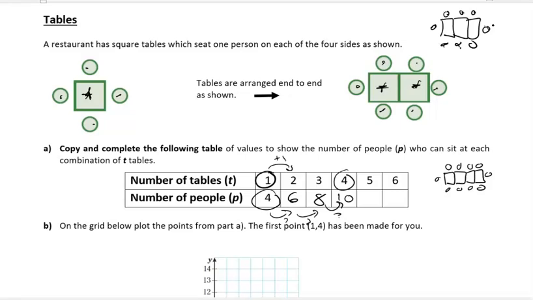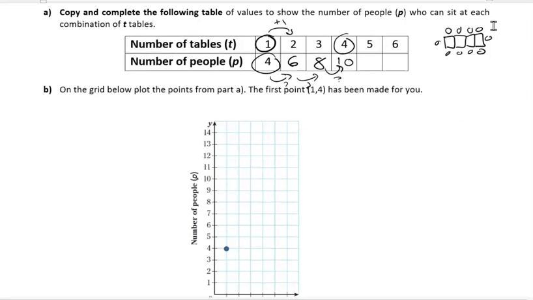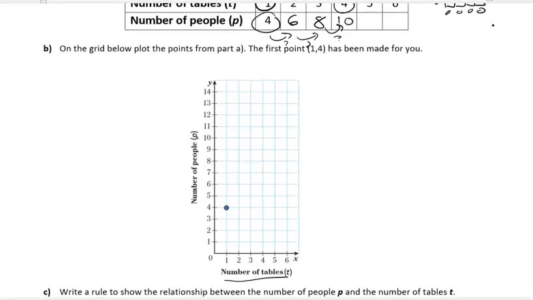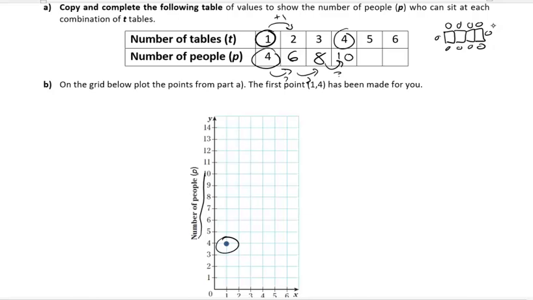Then we can take each of these points and plot them on our graph. If I had one table, and the number of tables is down the bottom here, and a reminder that on your printed version we've changed this because it was in the incorrect spot. It's now correct where it is. Because if I have the number of tables and the number of people, one table, four people, that is where my dot goes. Then you look at when you have two tables, how many people do you have? When you have three tables, how many people do you have?